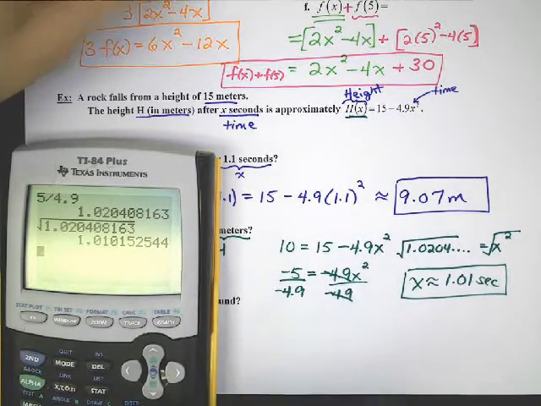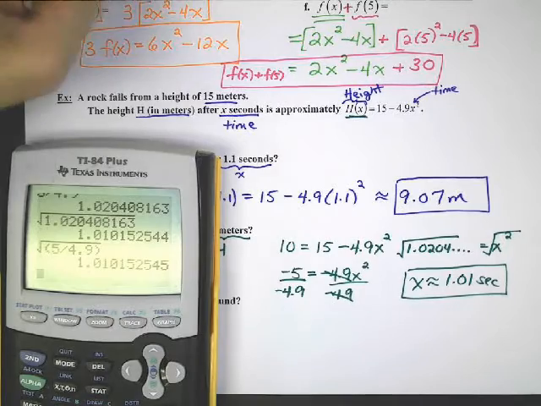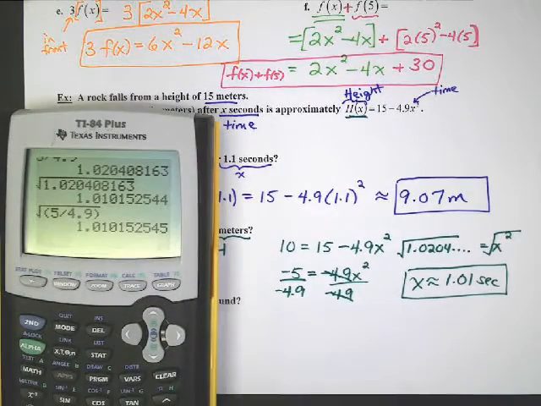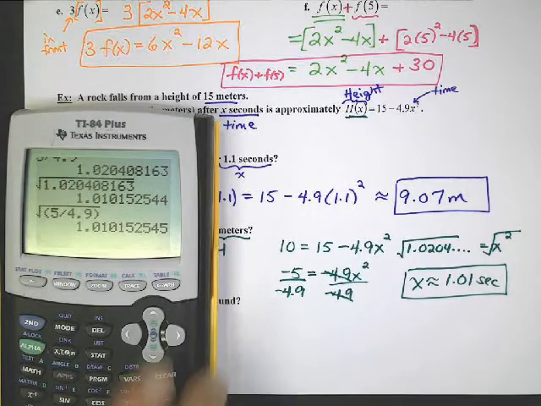Something else we could have done is we could have square rooted 5 divided by 4.9. And that would have come out correct. Very accurate. And then you round at the very end. You don't chop, keep working, chop, keep working.